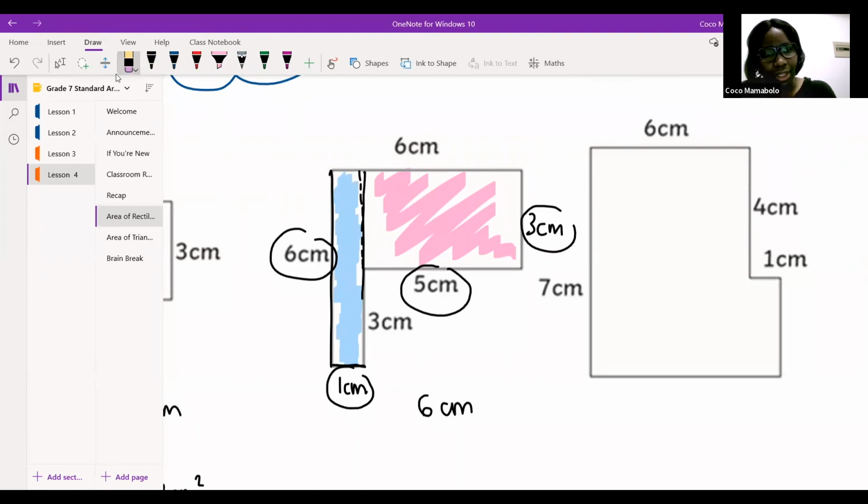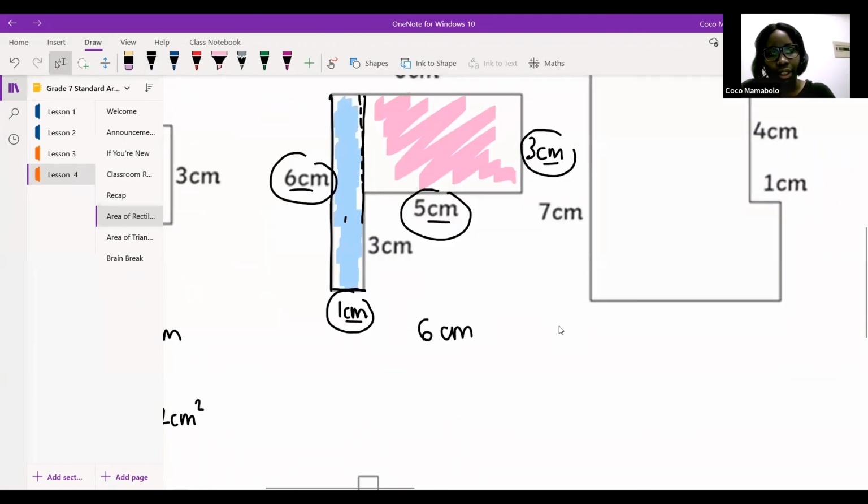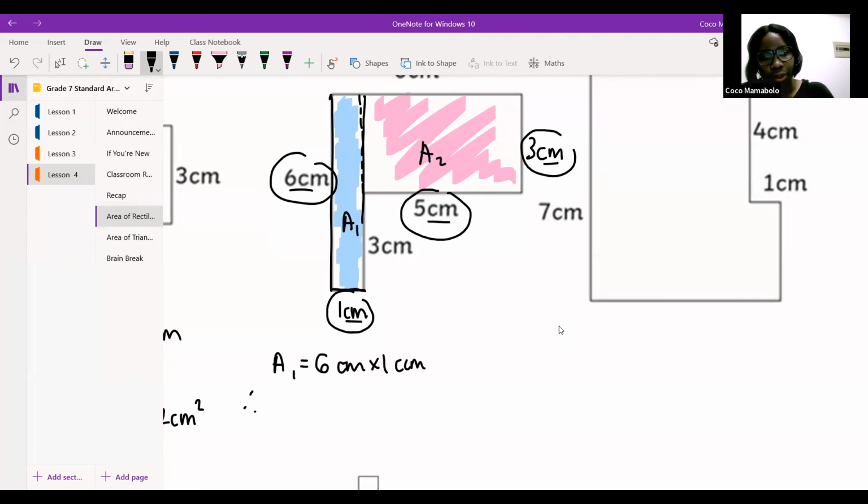So I'm just going to go 6 times 1. And I'm going to go 5 times 3. 15. Right? And then we're going to add them together. So what is the area of this first one over here? A1 and A2. Ma'am, the area for the first one is 6. Good. 6 centimeters times 1 centimeter. Therefore, area 1 is equal to 6 centimeters. You're forgetting something, Takalani? Centimeters what? Squared, ma'am.